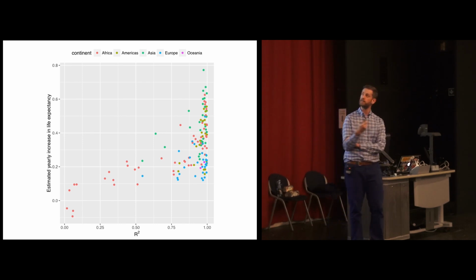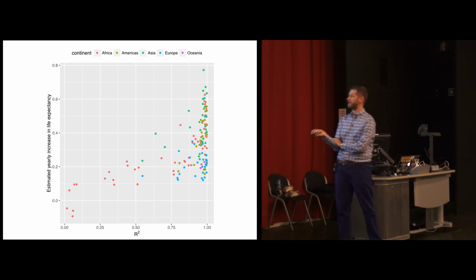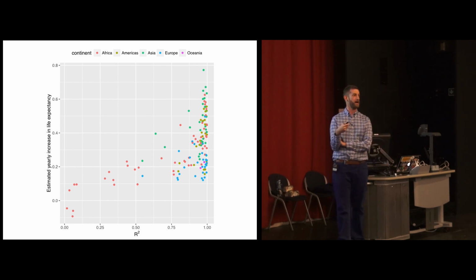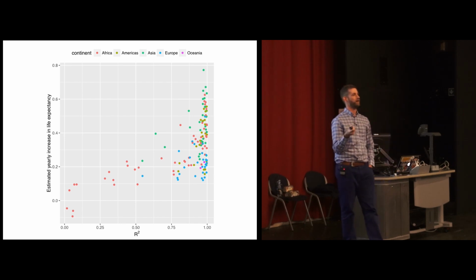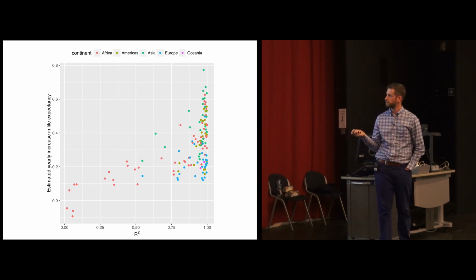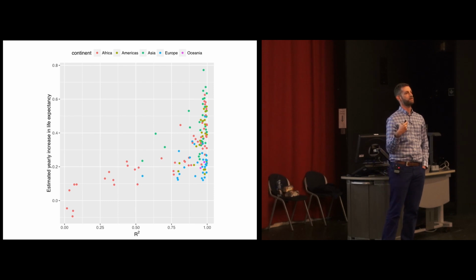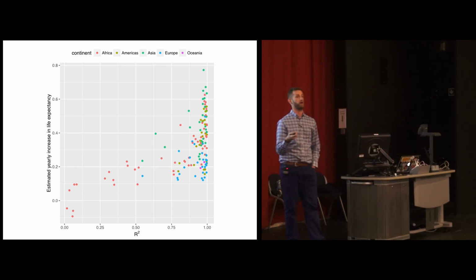So when we look at this, you can see a lot of these countries, this model fits really, really well, right? The R squared's up at around 0.99. But then we've got a whole bunch of countries where this model doesn't fit so well. And what do those countries have in common? Well, they're all red, so they're all from Africa. So we'll see why shortly. Why do those countries not fit this model so well?